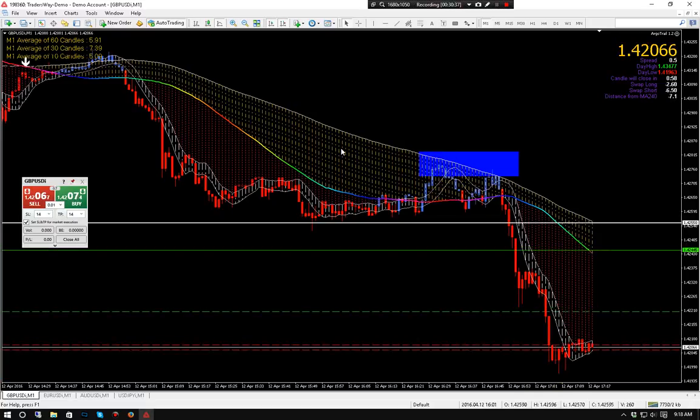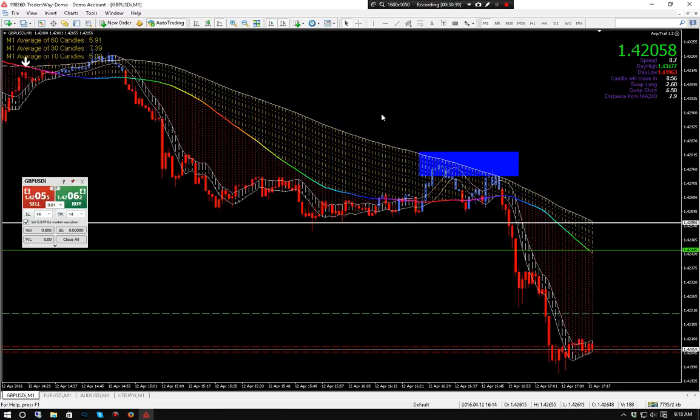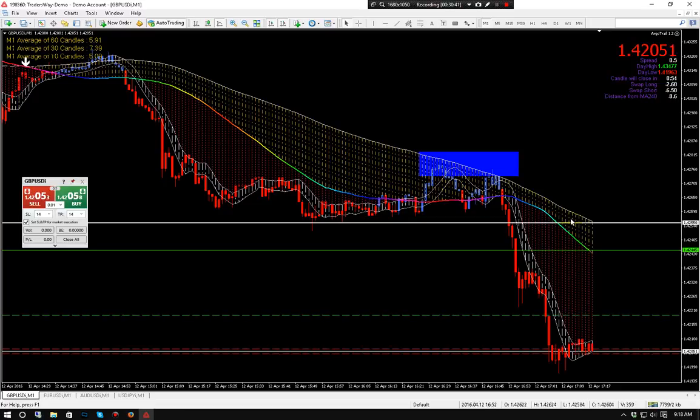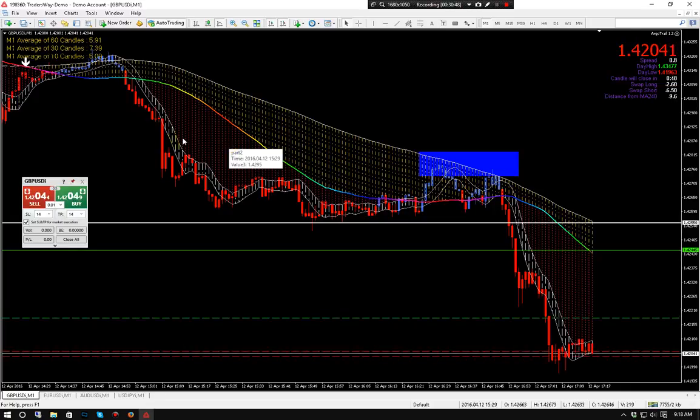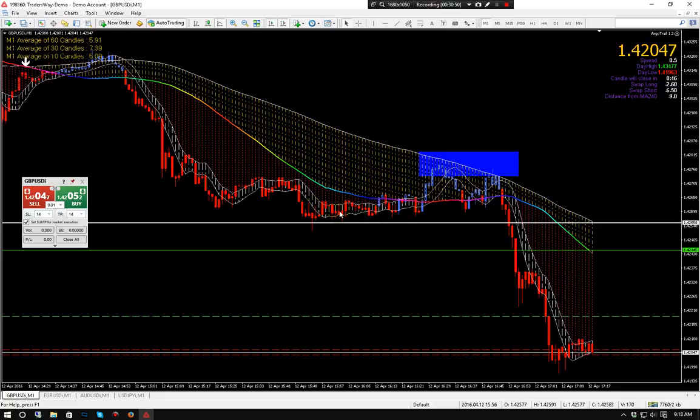So the slow-moving cloud, guys, is there to protect you. It's going to cut out a lot of trades, but it's there to keep you out of the chop. Okay, so if you take a trade, we want to make sure that we have a slow, medium, and fast channel there first.